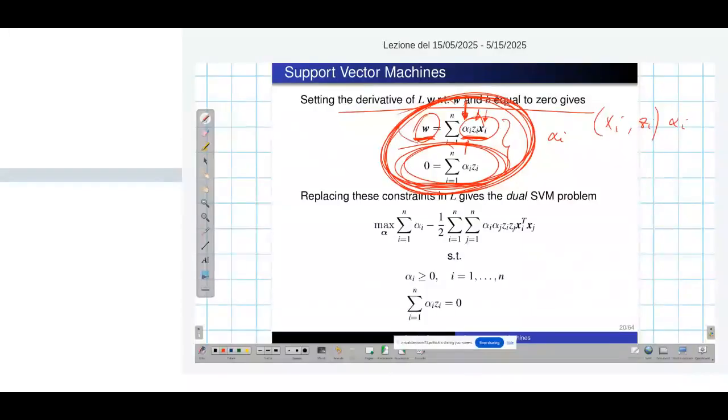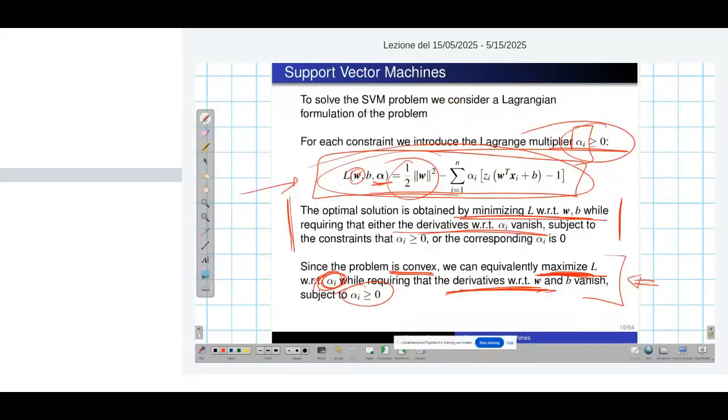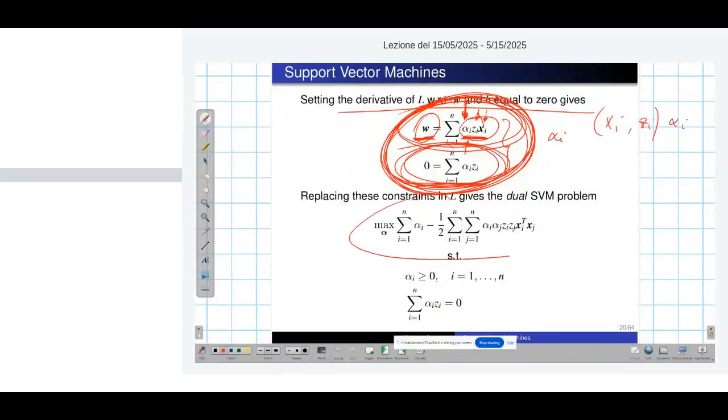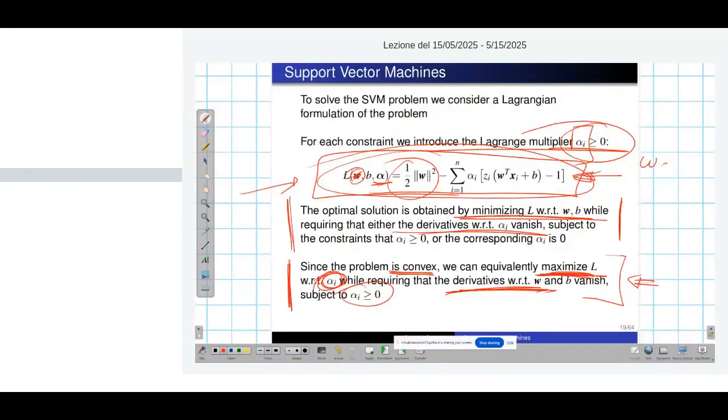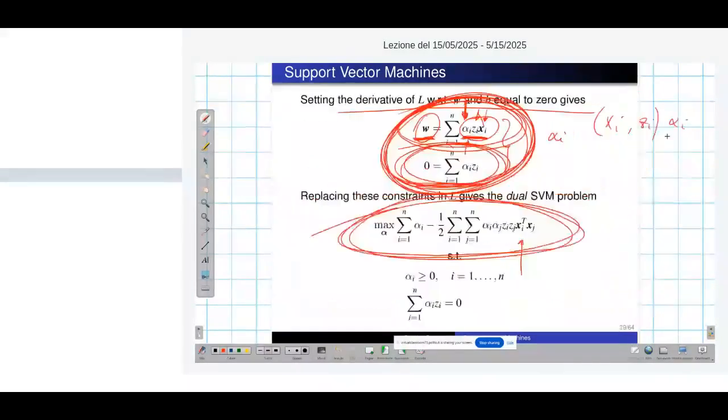Now, if we take this and replace this expression inside the Lagrangian, what we obtain is a function that now depends only on alpha and does not depend explicitly on W. And we said that the optimal solution is maximizing the Lagrangian with respect to alpha. So we can find the solution in terms of alpha by maximizing this expression. This expression is obtained by taking the Lagrangian formulation and replacing W equal to this. If you replace this W inside this expression and you do all the manipulations, remembering that the squared norm of W is equal to W transpose W, so you have all cross terms here, what you obtain is an expression that looks like this.